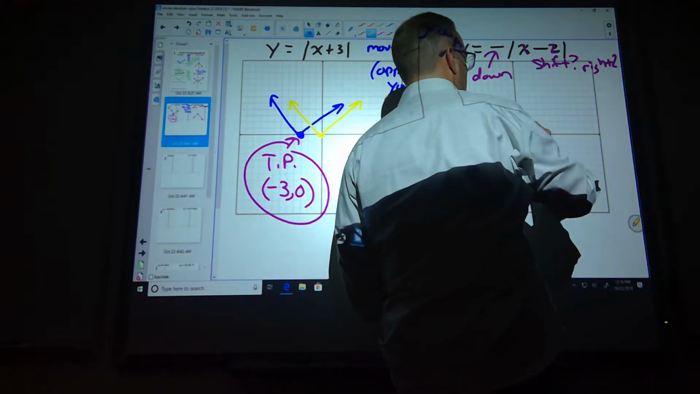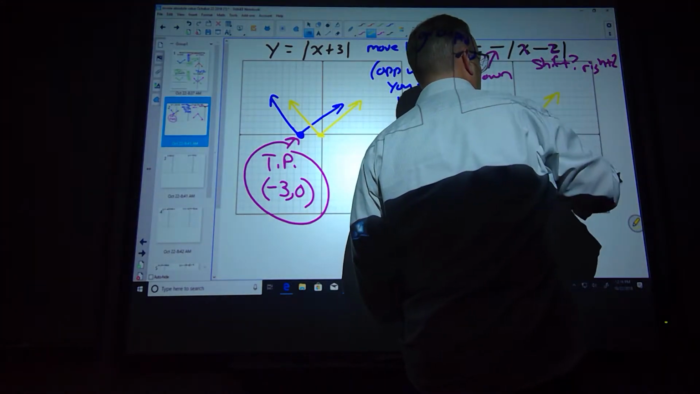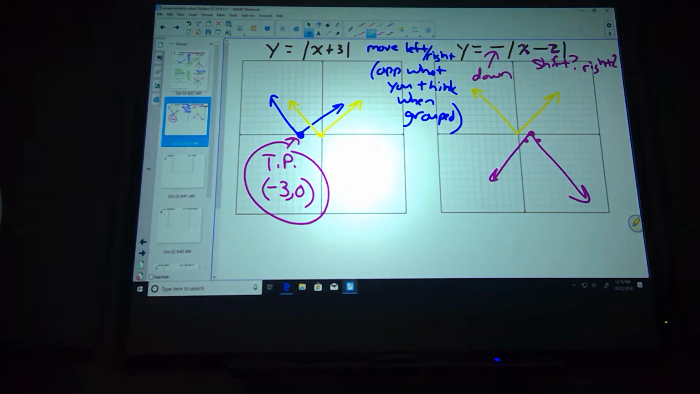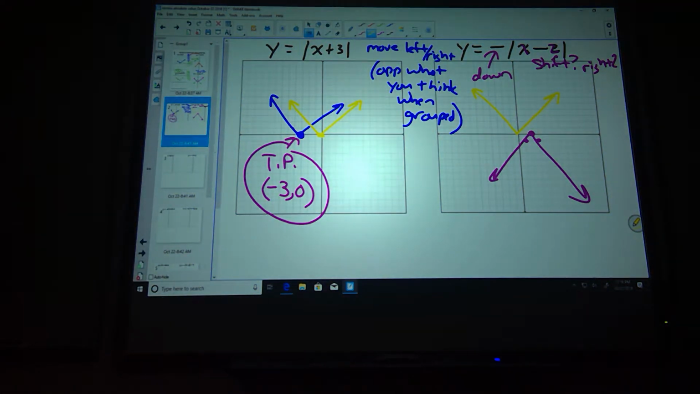Again, let's just do in yellow. This is my parent function. So what do you feel? What would your words be to say, I'm going from the yellow to the purple? What kind of terminology would you like to use? Can I say flips upside down? Yeah. Is anyone like, why I don't see it flipping? Can I say shift right?